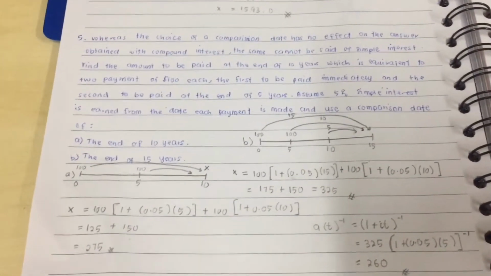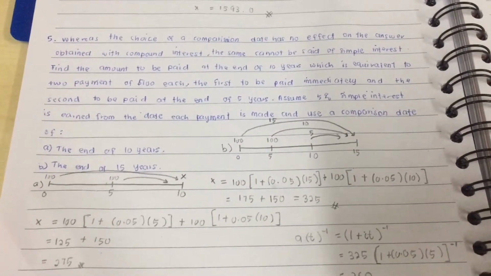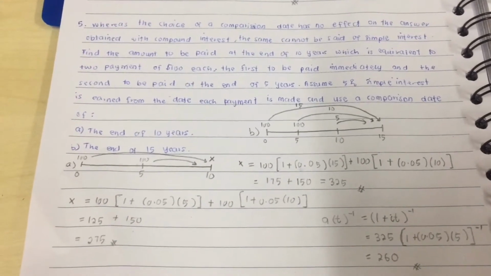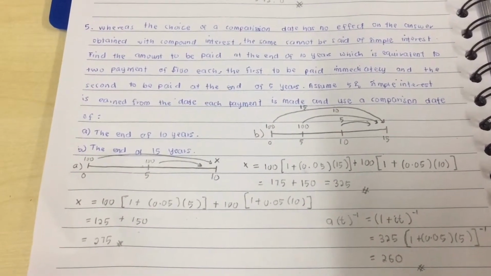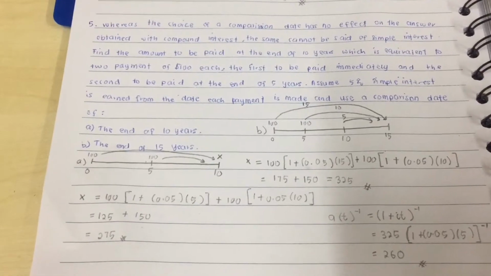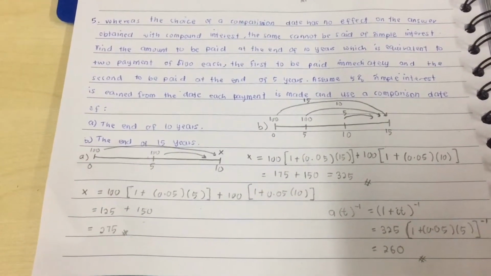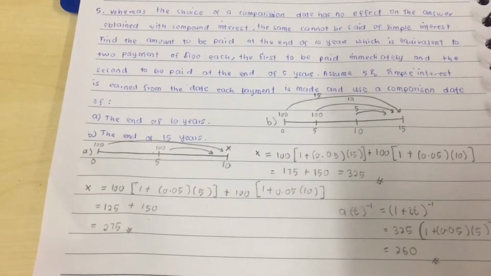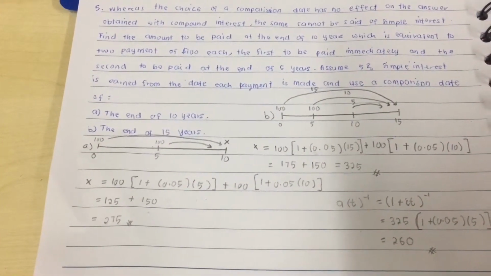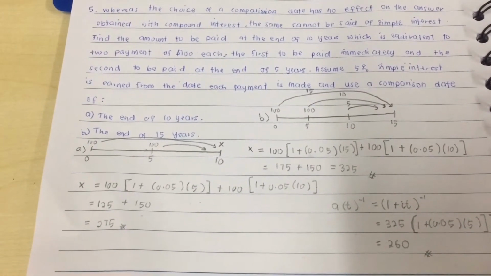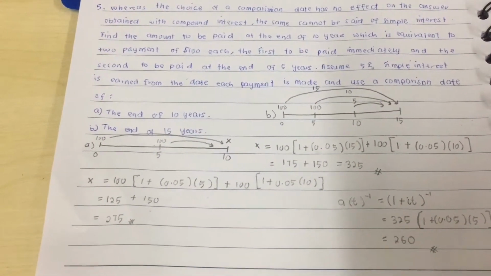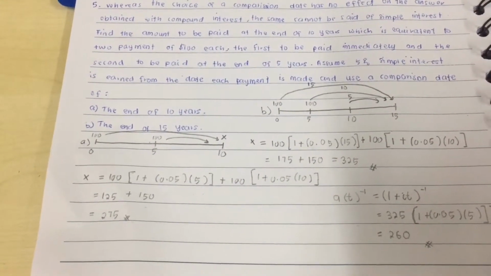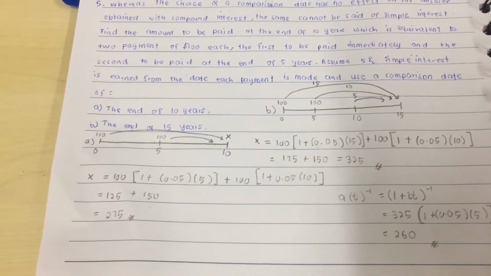For question 5: whereas the choice of a comparison date has no effect on the answer obtained with compound interest, the same cannot be said of simple interest. Find the amount to be paid at the end of 10 years which is equivalent to 2 payments of 100 each. The first is to be paid immediately and the second at the end of 5 years. Assume 5% simple interest is earned from the date each payment is made and use a comparison date of the end of 10 years and the end of 15 years.